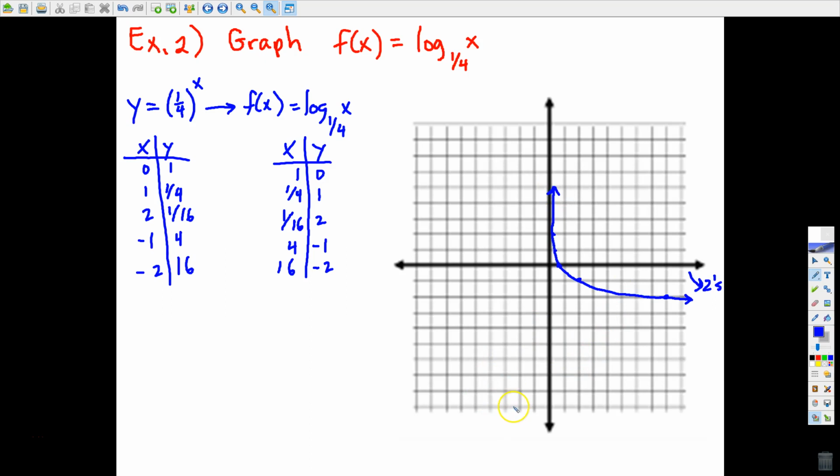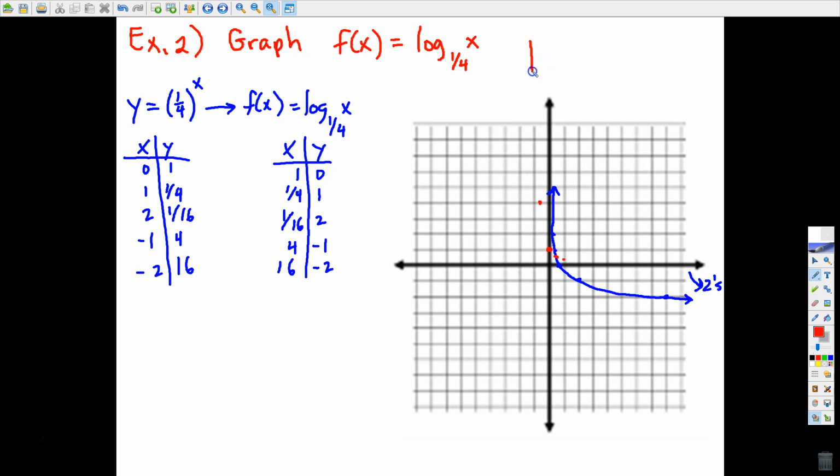All right, so that looks good, and just for the sake of illustration, let's plot what the decay would look like so we can again see the relationship with y equals x. So here's 0, 1, 1, 1/4, 2, 1/16, getting closer, negative 1, 4, and negative 2, 16, which is way up here.